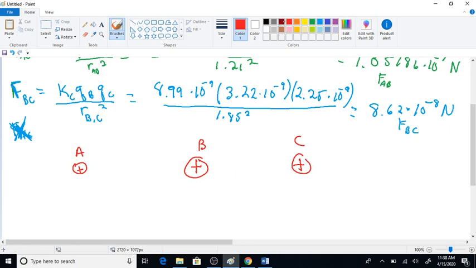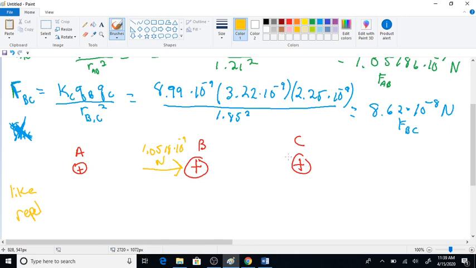Okay. Now, what is A doing to B? Is A pushing B or pulling B? Well, these are like charges. Like charges repel. So A is pushing B to the right. And how big is this force? 1.0518 times 10 to the minus 9 newtons.